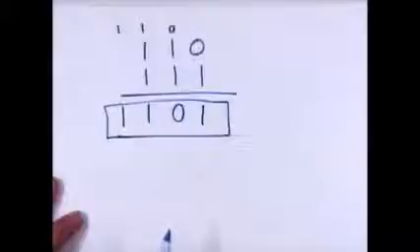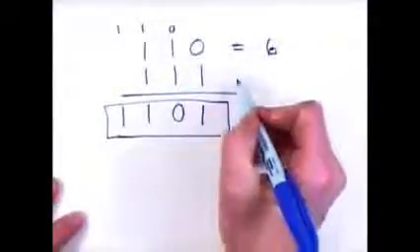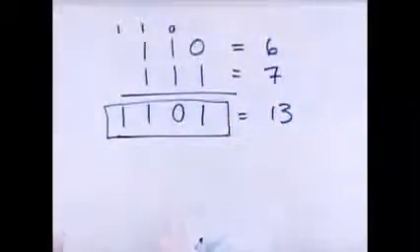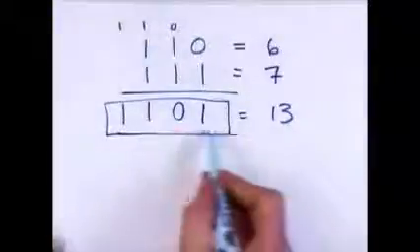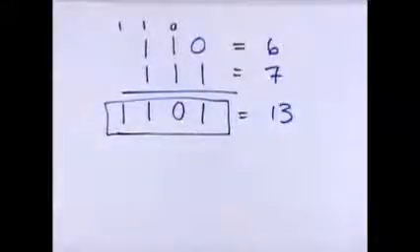The other way you could figure it out yourself is to write this one in decimal, which is 6, and this is 7, and this should come out to be 13, and that's how you can check your answer. And we actually did come out with 13.